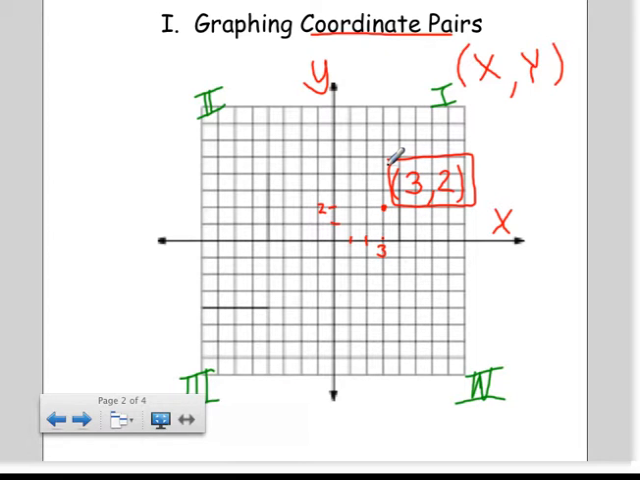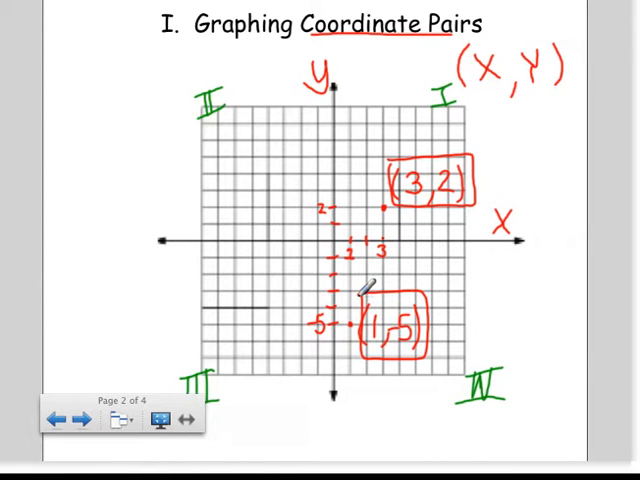This point right here, which is 1 on my x-axis, but 1, 2, 3, 4, 5, at -5 on my y-axis, I'd label as 1, comma, -5. And that's how I'd label that point.